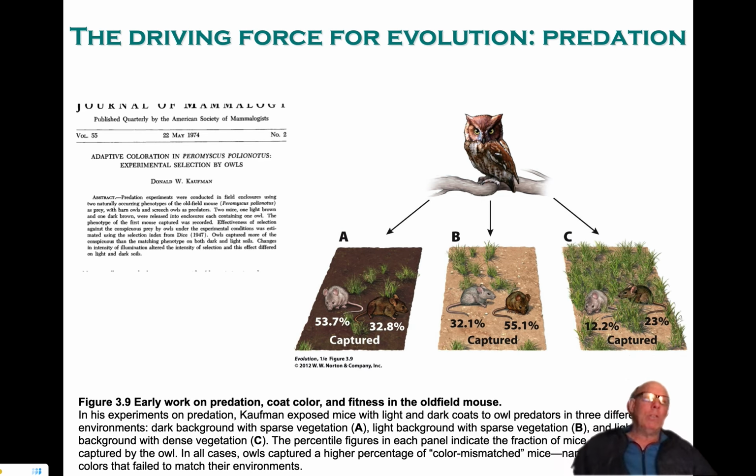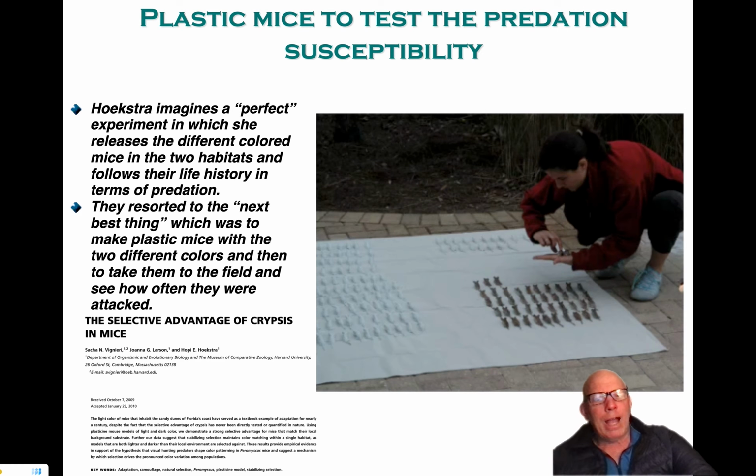So Kaufman in 1974 did this experiment where basically he had mice and literally at nighttime examined how subject to predation they were by an owl. And you can see, on the left-hand side, that the light mouse was captured by 20 percentage points more often than the dark mouse, and so on and so forth. And I guess that's kind of a classic example.